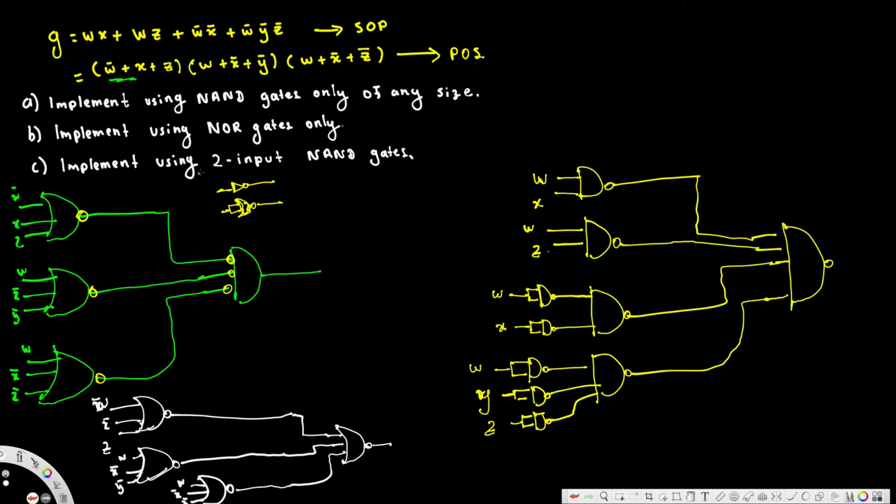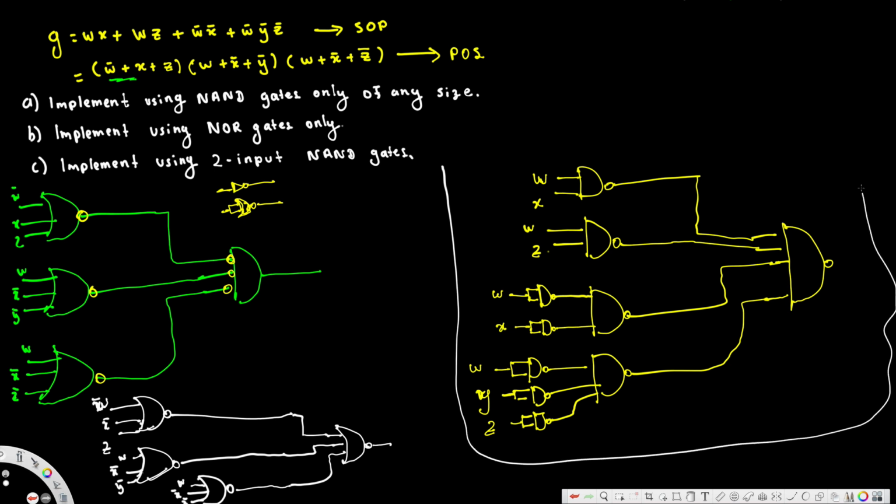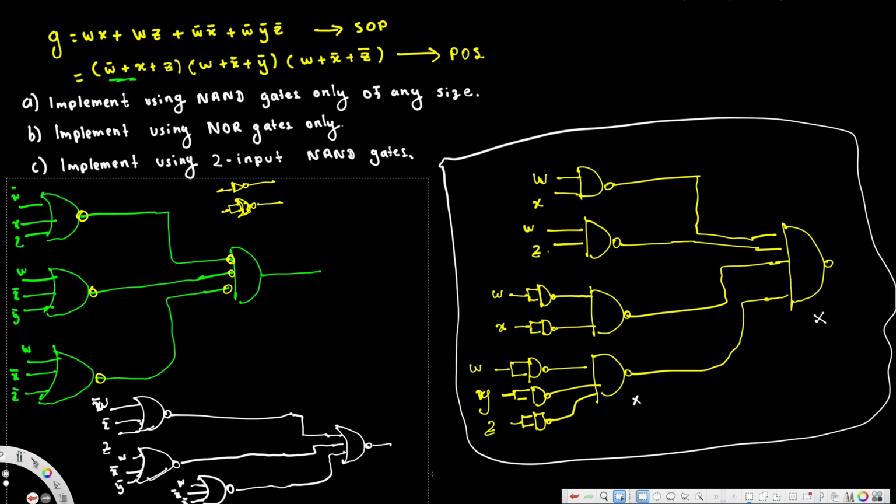The next thing is implement using 2 input NAND gates. Here we have created this one. Now this is our NAND gate circuit, but now they are asking to use only 2 input, because here we have 3 input for this one, and also this one has 4 input. So we have to find a way to change this into 2 input NAND gates. Now let's go ahead and try this one. Let's get rid of this.